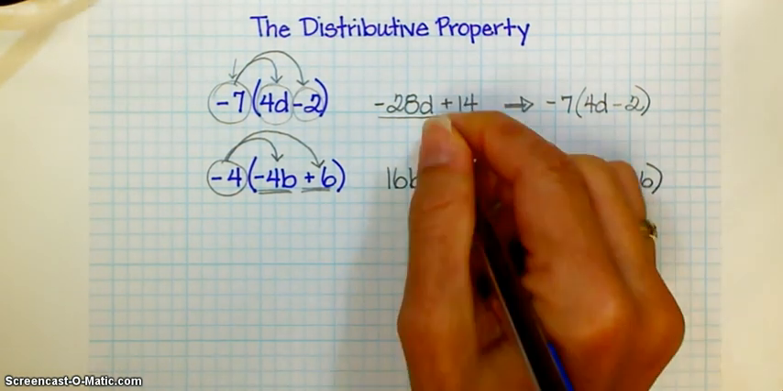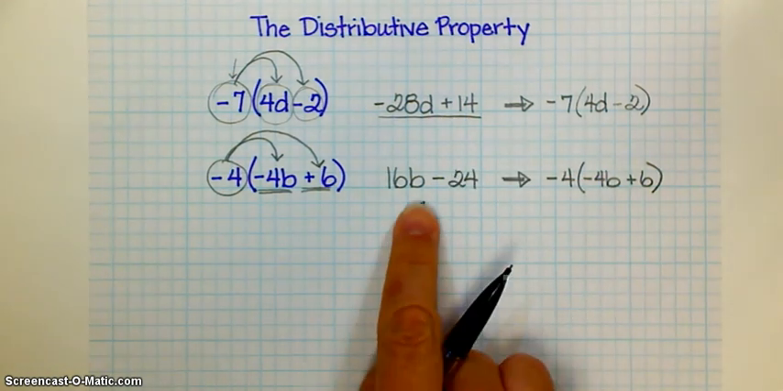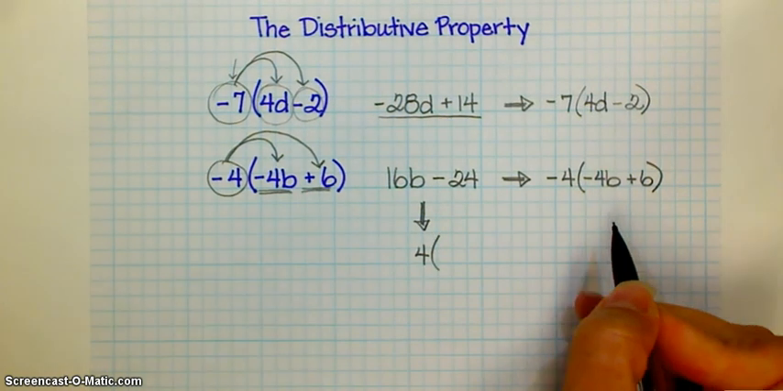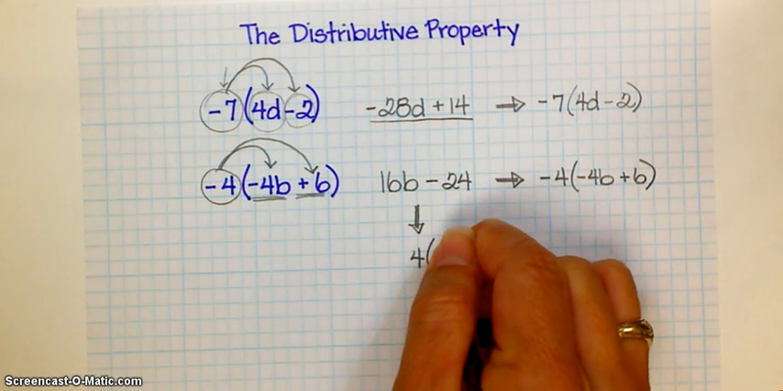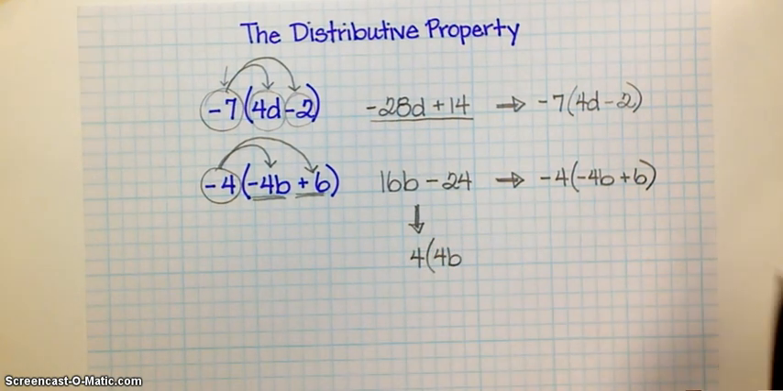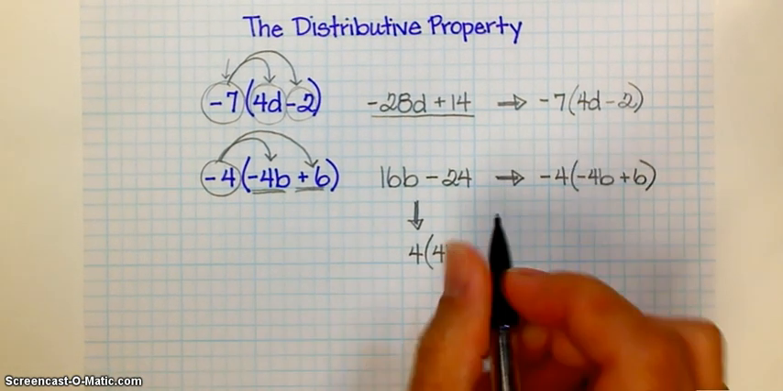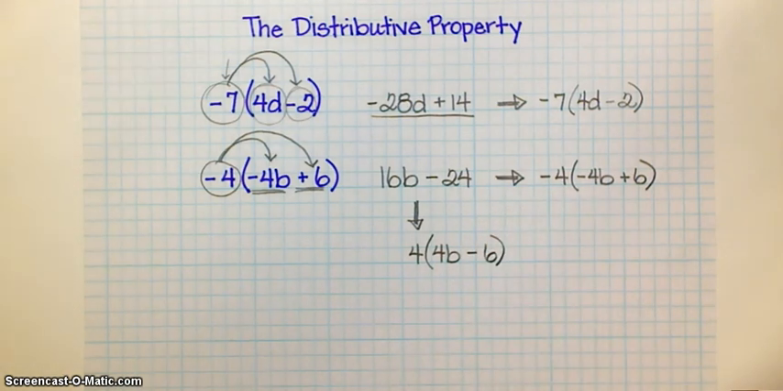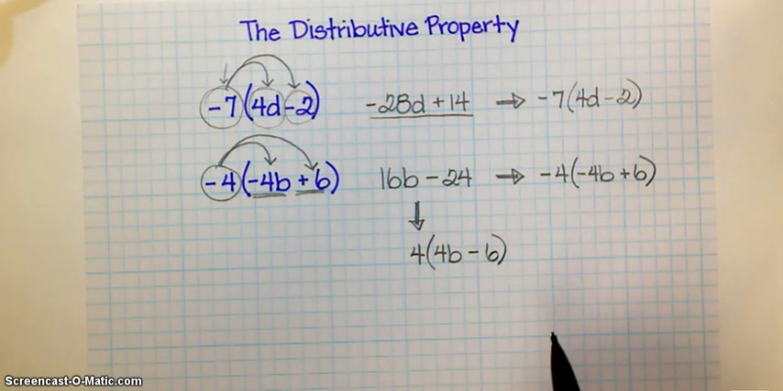And really, I didn't do it with this one up here, but you could even pull out something different. Let's say if I pulled out a positive 4. Okay? If I pull out a positive 4, then that first term is a positive 4b. If I pull out a positive 4 from here, positive 4 times a -6 becomes my second term in the parentheses. Okay? Either way, I wind up with an equivalent expression.